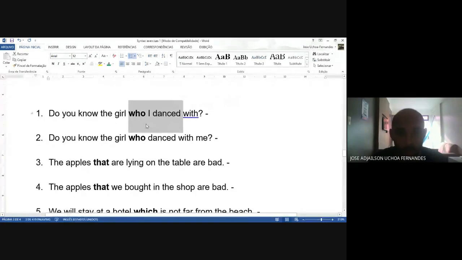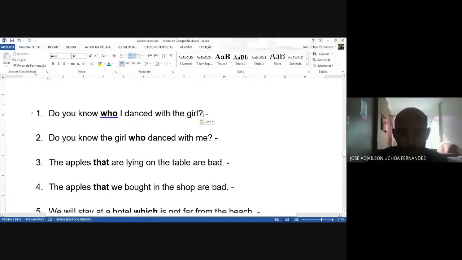I danced with, clause number 2. Who is a subordinator, okay? And do you know the girl? Instead of having only one period, an interrogative period, we could split this into 2 periods. How would it be? I danced with the girl. Affirmative. I danced with the girl.